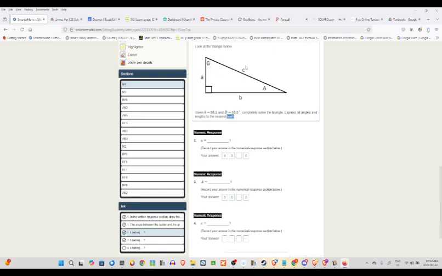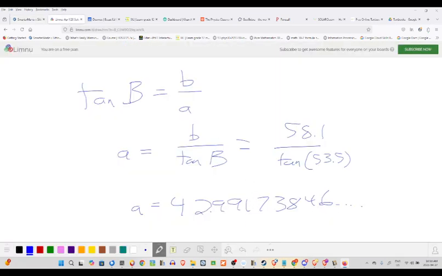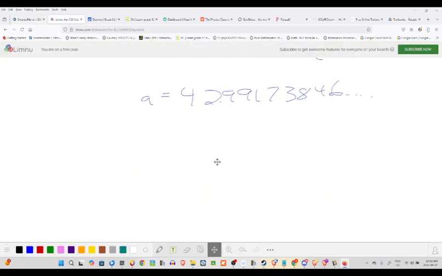Finally, side C. Again, we want to go back to side B and angle B. You can use the Pythagorean theorem if you want to double check it now that we have A and B. We could take the square root of our answer squared plus our 58.1 squared. And it gives us about 72.3. But again, if we made a mistake coming up with angle A and we use it for side B, that's going to mess us up.